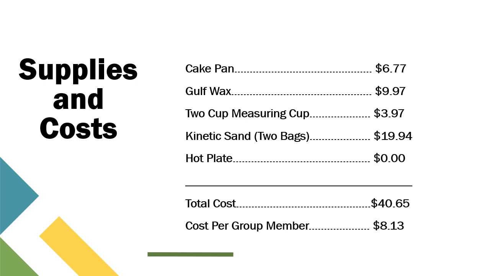This is the supplies and cost sheet that we made. As you can see, we listed out everything we needed to purchase and the prices. It shows down below that the hot plate that we used was $0. That's because it was provided to us in the lab on the first floor of Ruja.